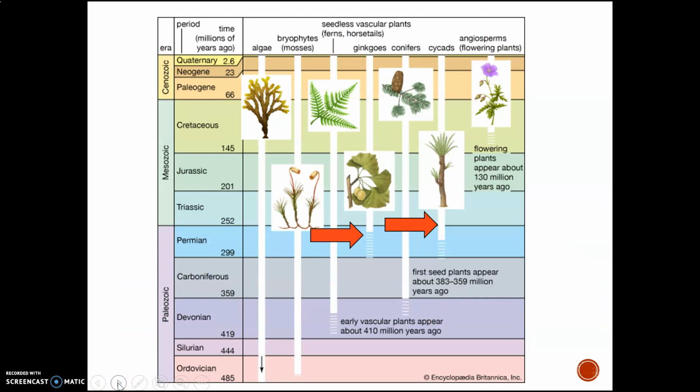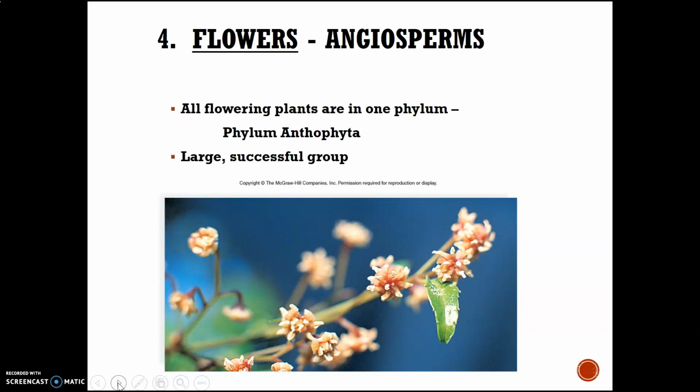And these guys showed up mid to late Permian, between 299 and 252 million years ago. And then the last innovation was flowers, the angiosperms. All flowering plants are in one phylum, phylum Anthophyta. They're a large and successful group. We will talk in the next video about some of their anatomy, the reproductive strategies, and why they are such a successful group of plants.